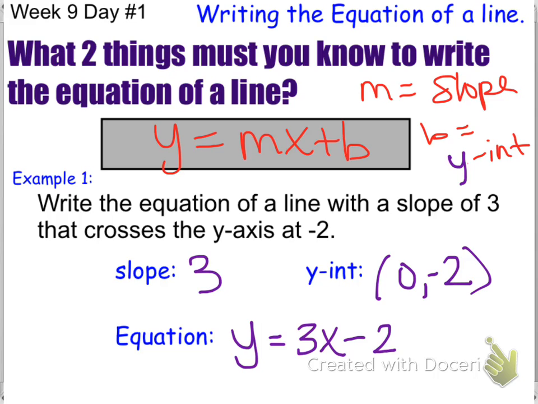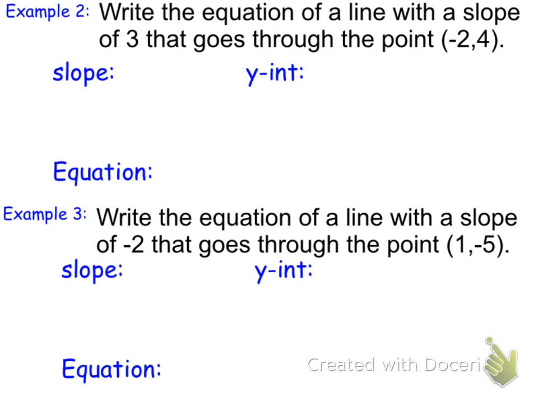Alright, let's move on to the next example. Example 2: write the equation of a line with a slope of 3 that goes through the point (-2, 4). Looking at this, we know that we have 3, and we also have this point (-2, 4). The first thing is that 3 is the slope, so we know the slope is 3. The difference between this and the last question is that we don't have the y-intercept. We have the point (-2, 4). That's on this line, but it's not the y-intercept.